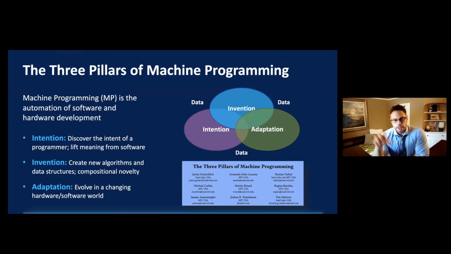Invention is once the intention is known. If you walk through this as a three-step process, it doesn't have to be like this, but this is the canonical example, then you understand the intention. Now we're going to invent the program, which can be broken down basically into the data structures and the algorithms that are necessary to fulfill that intent. And in most cases, the inventive systems that we've built are really not inventing much.